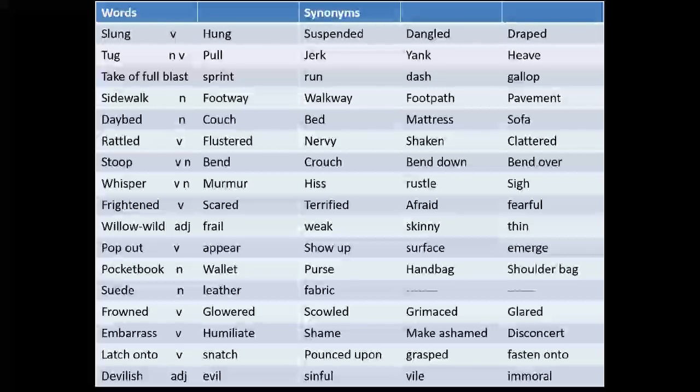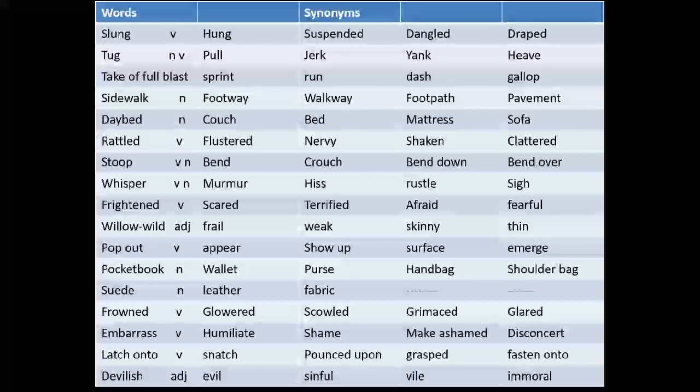Willow wild. It is basically a noun, but here in the lesson it is being used as an adjective. Its equivalent words are frail, weak, skinny, thin. Pop out is a verb. It means appear, show up, surface, or emerge. Pocketbook is a noun. Its equivalent words are wallet, purse, handbag, or shoulder bag.